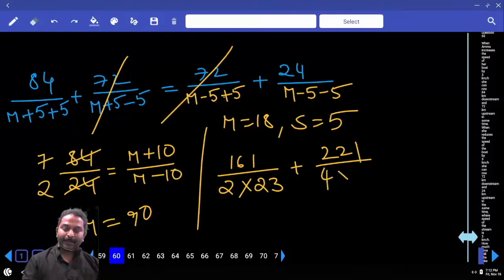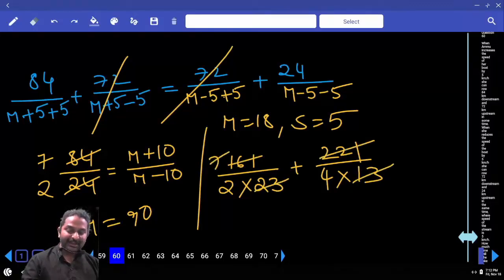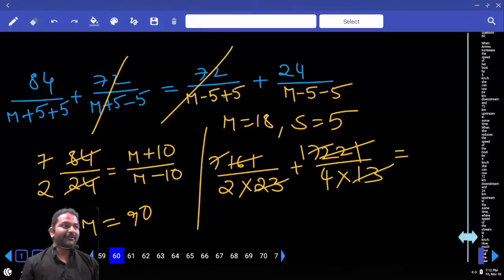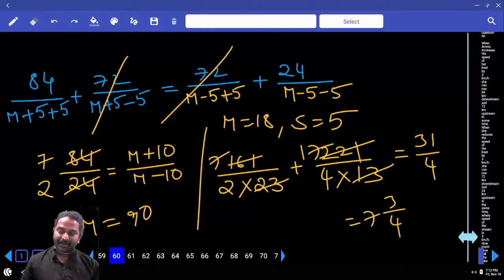Into which speed? Up or down? Up. 18 minus 5, 13. 23, 7 times, 13, 17 times. 7 by 2, I'll write it as 14 by 4 plus 17 by 4. 14 plus 17, 31 by 4, 7 3 by 4 hours.